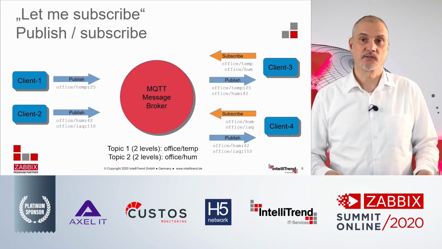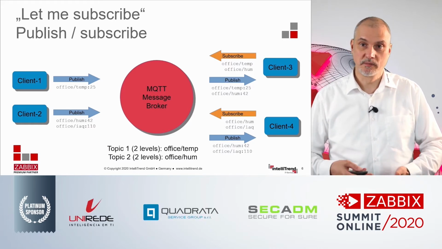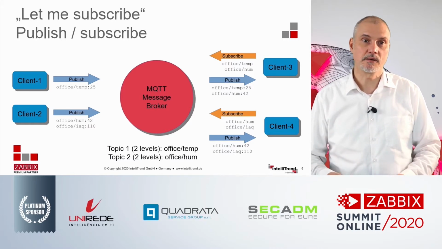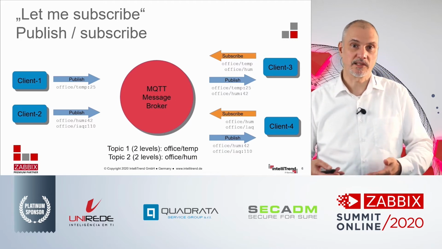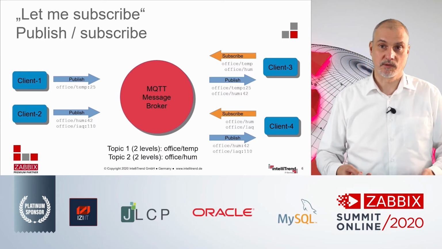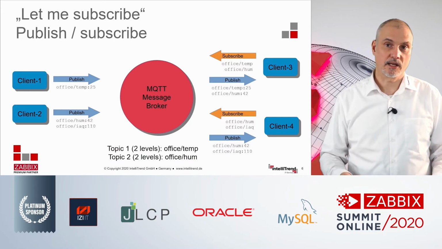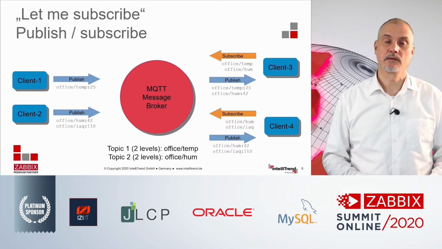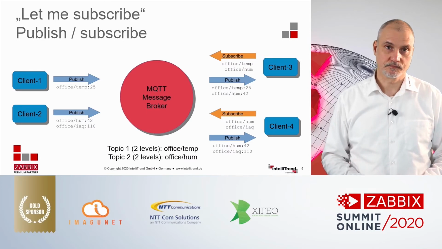So they are some sort of listening to the temperature in our office or the humidity value in our office. And every time a client on the left-hand side is publishing a message to the broker, it then notifies all of the subscribers, in our case, client number 3 and 4, and then they get the value. So that's the basic idea about publishing and subscribing in MQTT.